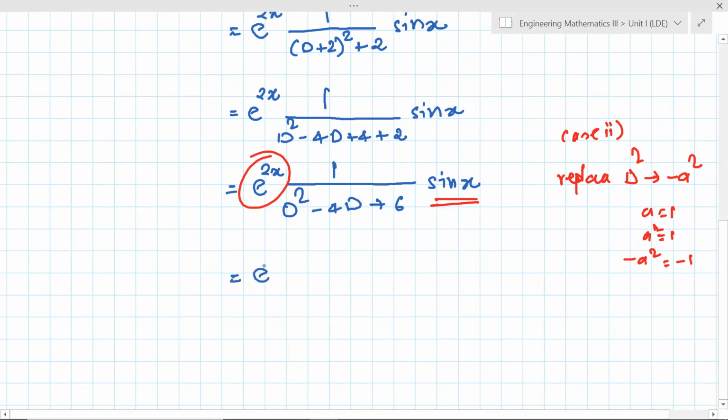So therefore what do I get? e raised to 2x, 1 upon, this is D square replaced by minus 1. So I am replacing this D square by minus 1. Minus 4D, keep this D as it is. We are not replacing D, we are replacing only D square, into sine of x. Now minus 1 plus 6 is nothing but plus 5.